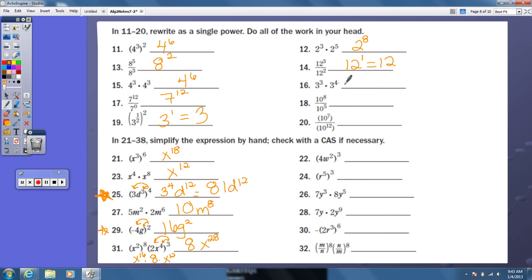Like bases, they're spread out here. I will add them, 3 to the 7th. 10 to the 8th over 10 to the 5th. I'm thinking about canceling here. That is going to be 10 to the 3rd power.